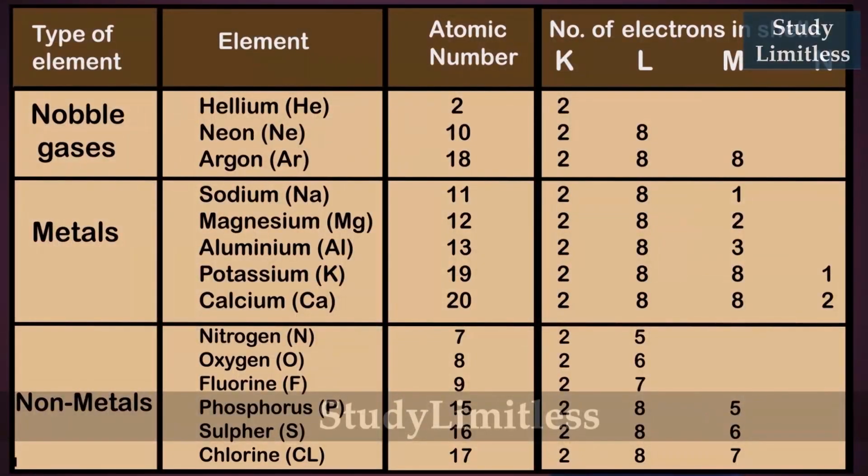Now let's look at the non-metals. The first would be nitrogen with 7 electrons, and hence you have 2, 5, which is your electronic configuration with 5 electrons in the outermost shell. Then you have oxygen. The number of electrons is 8, and 2, 6 is the configuration. Then you have fluorine with atomic number of 9, 2, 7 being its configuration, with 7 being the number of electrons in the outermost shell.